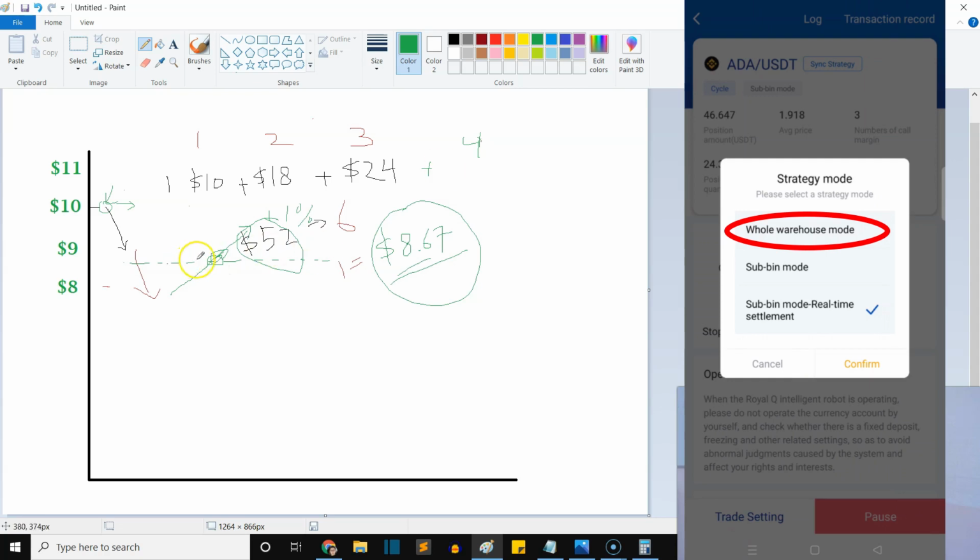Okay, and this one is good when you want to avoid a floating loss. Let's say the coin just keeps dropping and dropping. That's the pros. Okay, it can recover from floating loss fast. However, the disadvantage is that you need big trading capital.